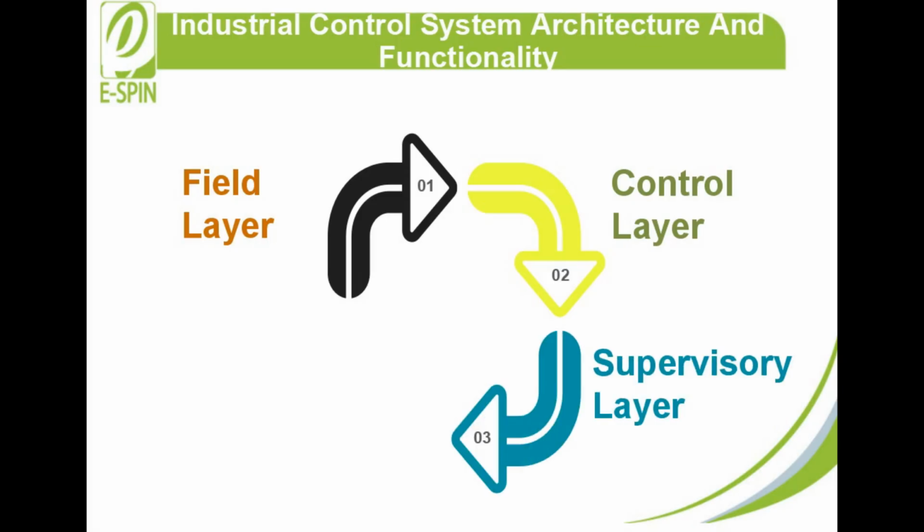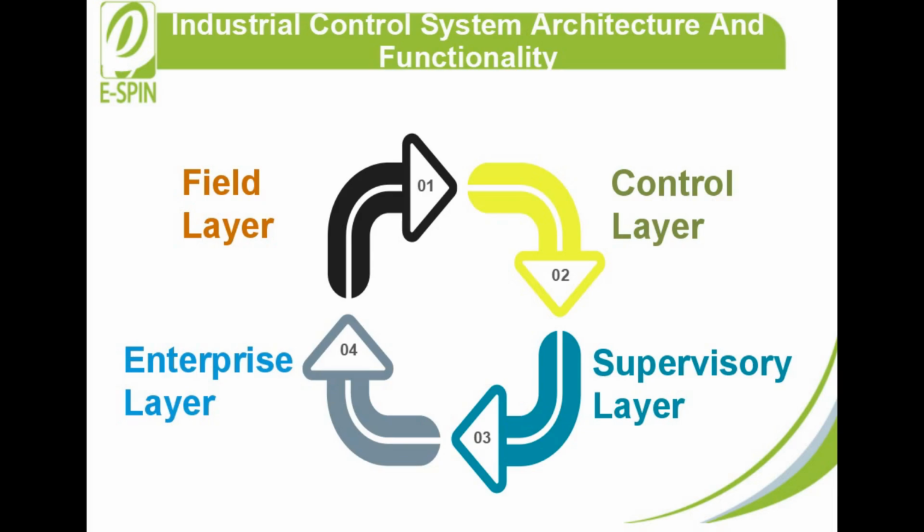3. Supervisory layer, allows operators to monitor and control the process from a central location. The data collected by the control layer is presented to operators in an easily understandable format. 4. Enterprise layer, connects ICS with business-level systems, such as enterprise resource planning and management information systems. This integration helps optimize production schedules, supply chain management, and resource allocation.